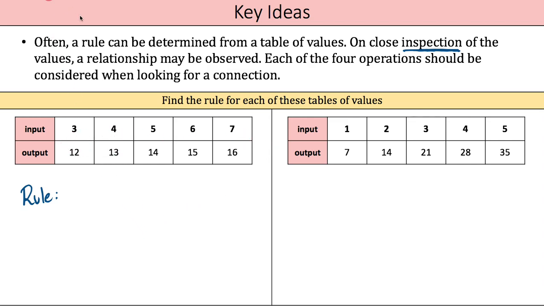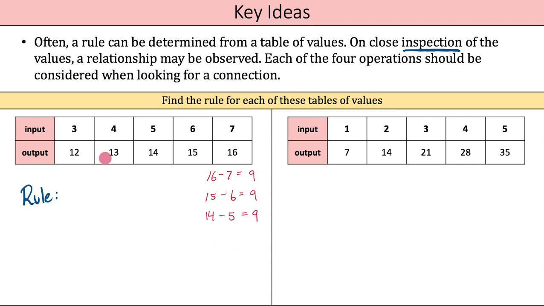So let's come over here and see if we can find anything that connects my input and my output values. So here I have 3 and 12, and 4 and 13, and 5 and 14. And what I notice is, if I go 16 minus 7, so I'm just minusing my output and my input, 16 and 7, what do I get? I get 9. What if I do it the same over here? So I go 15 minus 6. That also equals 9. What if I go 14 minus 5? That equals 9.